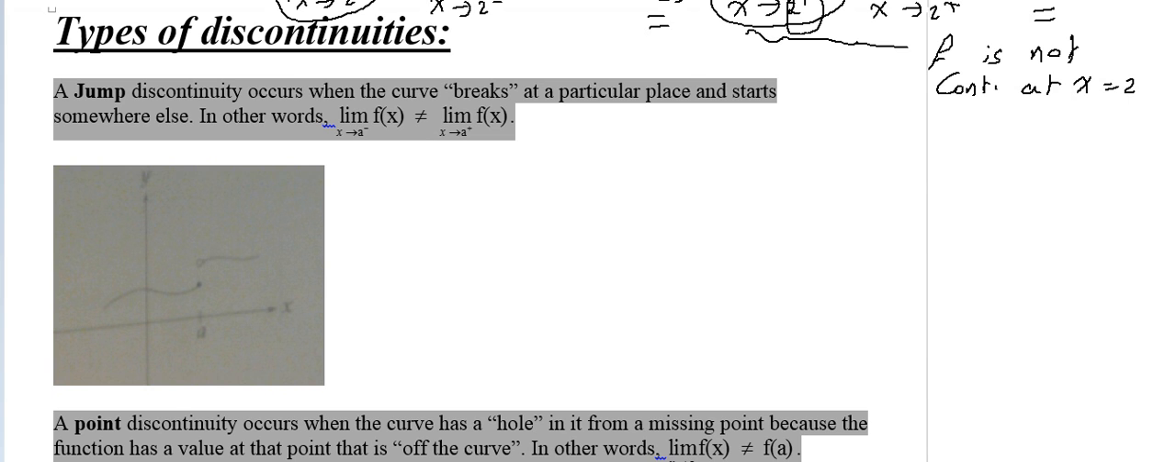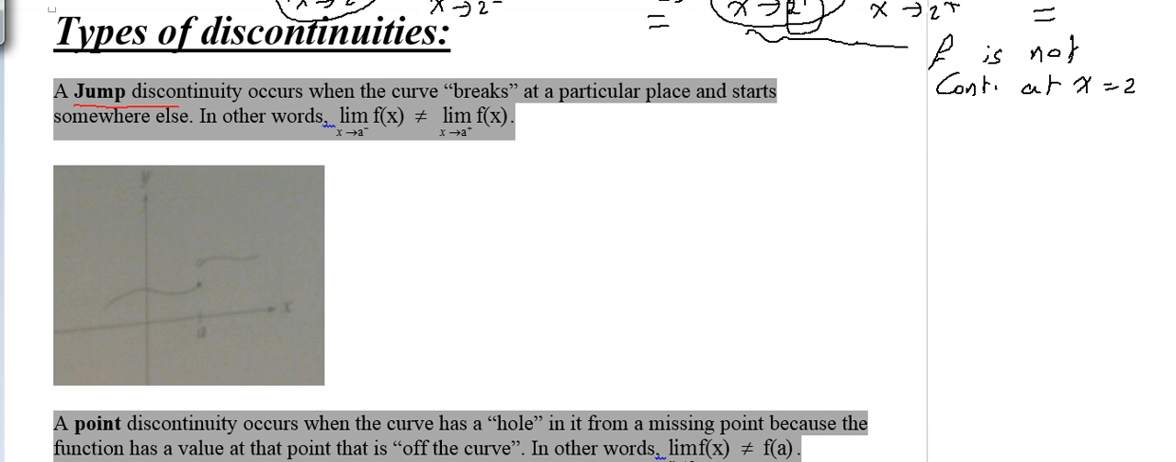Okay, now it's AP Calculus, Discontinuity, Part 2. Types of discontinuities. The first type is jump discontinuity. What do we mean by jump discontinuity?